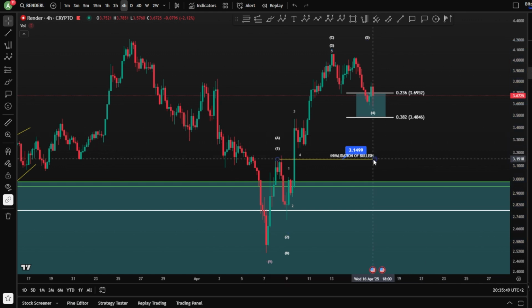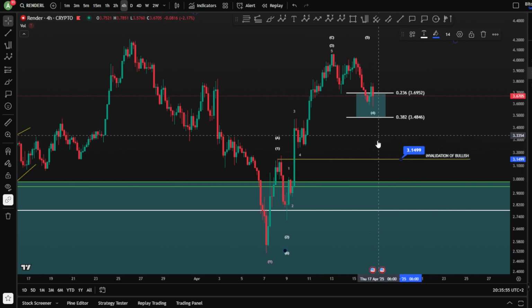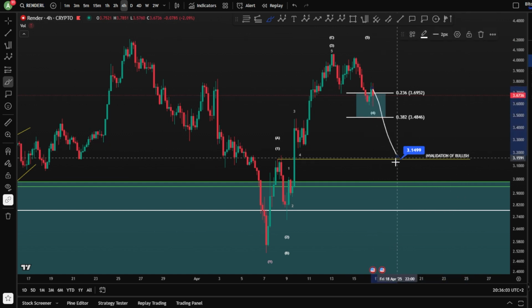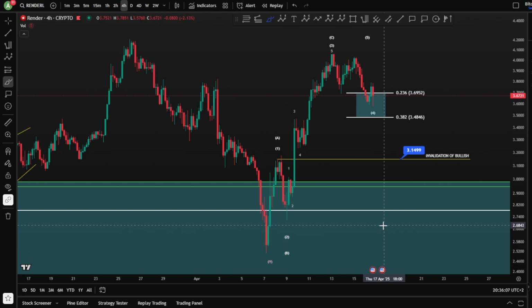To get much more confirmation that we are bearish and we're taking the low coming back to the blue zone, we need to take the $3.15 for Render. Before taking this invalidation of bullish, I cannot confirm that we are moving, of course, for a new low or back to the blue zone.